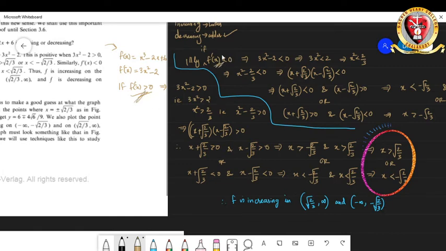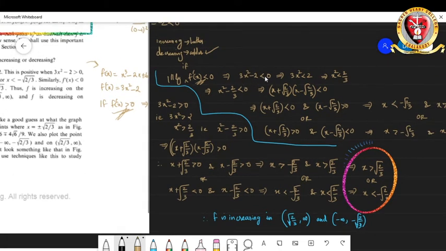Now we are assuming f dash of x is strictly less than 0. That will mean 3x square minus 2 is strictly less than 0. And the same way, you end up with x plus root 2 by 3 and x minus root 2 by 3 is strictly less than 0. So when two numbers are multiplied and it is strictly less than 0, it means one of them will be negative and the other will be positive. So if the first one is strictly less than 0, the second one will be strictly greater than 0. Or if the first one is strictly greater than 0, then the second one should be strictly less than 0.